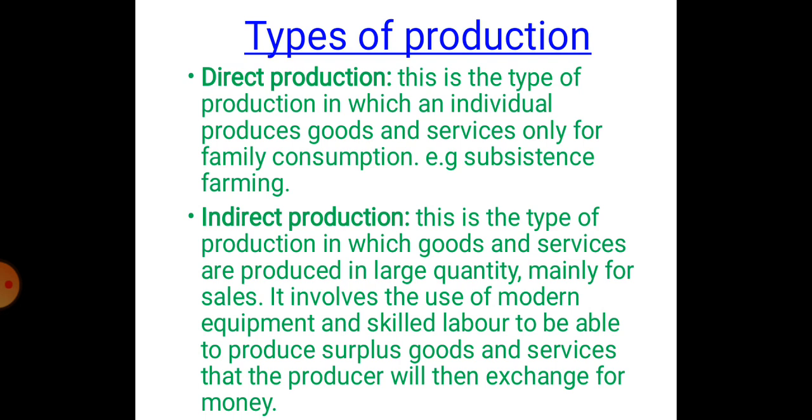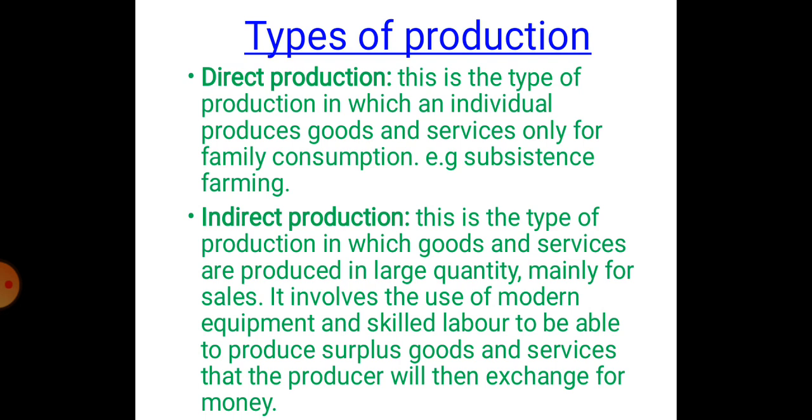Number one, direct production. This is the type of production in which an individual produces goods and services only for family consumption. The goods produced under this type of production are not for sale. They are meant to be used by the family.